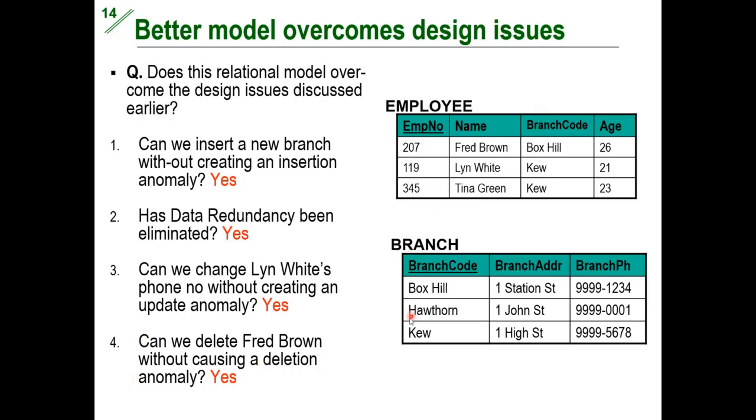So in this case, we removed all the anomalies. Update anomalies removed, deletion anomaly removed. Yes, Fred Brown, we can delete now. We can update the phone number without having any problems. And also insert anomalies: yes, we can put in the new branches without having associated employees. So we get it. Now can you see from this small example, it's a very Mickey Mouse example.